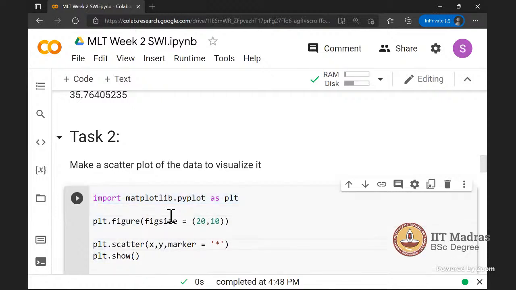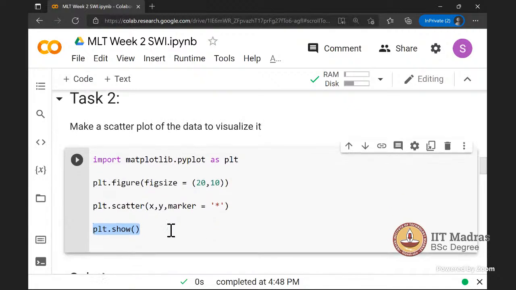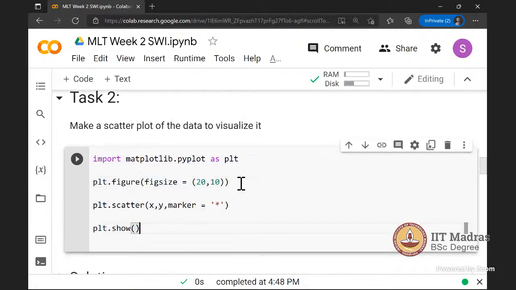I like this practice of always creating a chart with plt.figure. Even if you don't provide it, PyPlot will create a chart and create the necessary drawing. And even if you don't write plt.show, it will show it. But it's a good practice to keep these two together. So what we are doing is we are calling the scatter method, and X and Y are the arrays that we want to plot. Marker we are using star, and the size of the figure is going to be 20 by 10. Okay, let's execute this one.